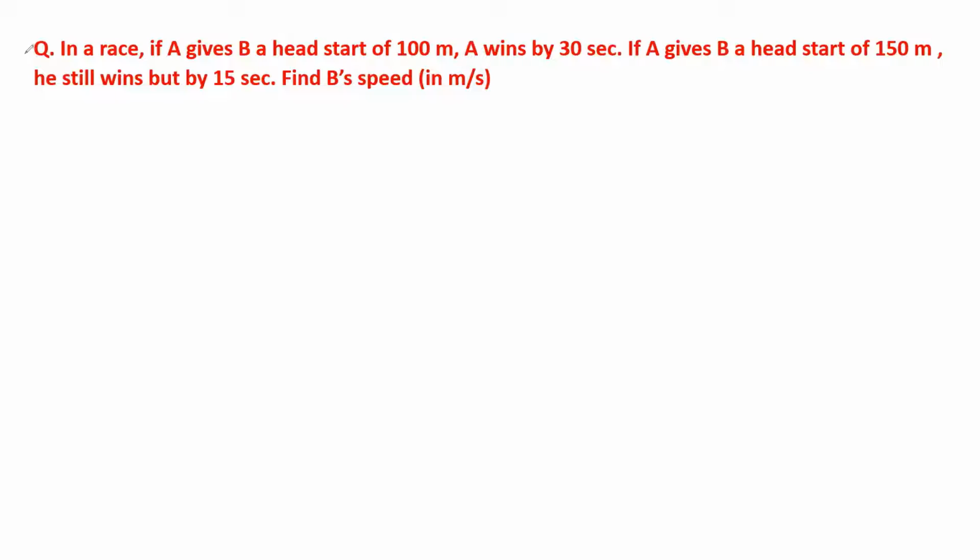Now let us see this question. In a race, if A gives B a head start of 100 meters, A wins by 30 seconds. Whereas if A gives B a head start of 150 meters, he still wins, but by 15 seconds. So we need to find B's speed in meter per second.